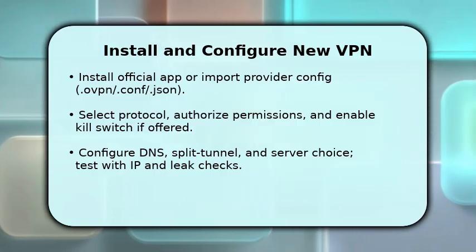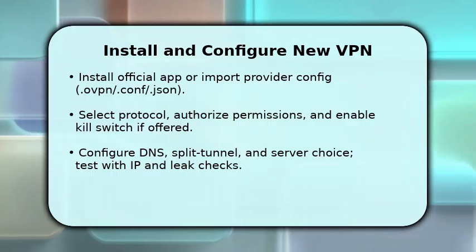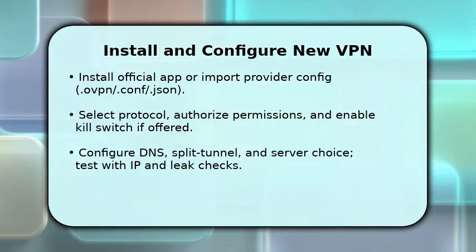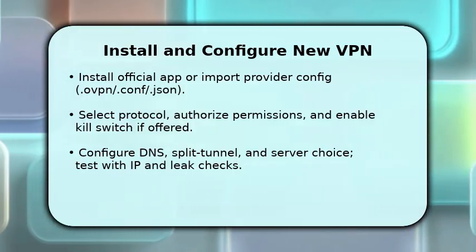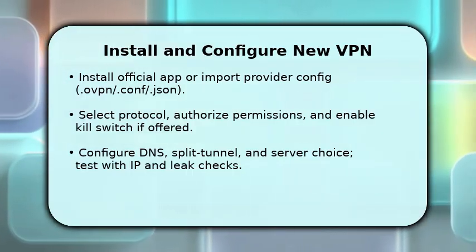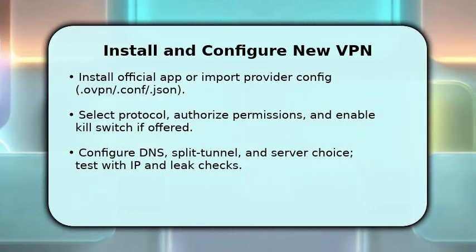Configure DNS servers and split tunnel rules so essential apps bypass, or use the VPN as needed. Choose a nearby server for speed or a specific country for content. After configuring, run an IP check and DNS/leak test to finish by confirming stability.